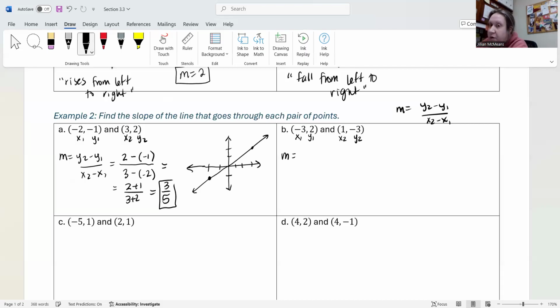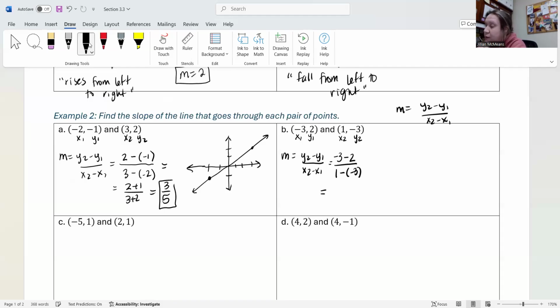And our slope, remember, if you write down the formula every time you use it, you'll memorize it really quickly. We get y2 minus y1 over x2 minus x1. Well, y2 is -3. y1 is 2, so I'm going to get -3 minus 2. x2 is 1, and then x1 is -3, so we've got to be really careful there. We're subtracting a negative again.